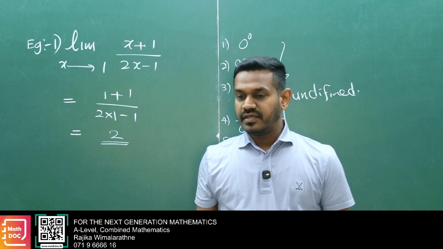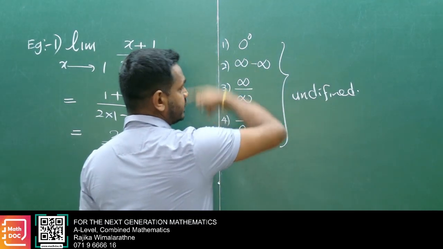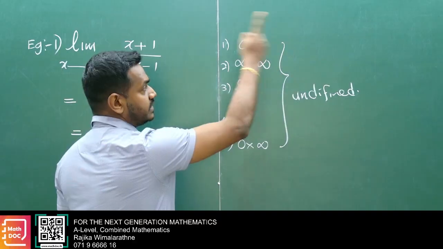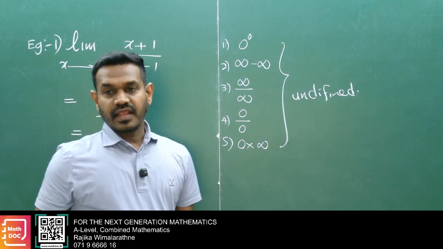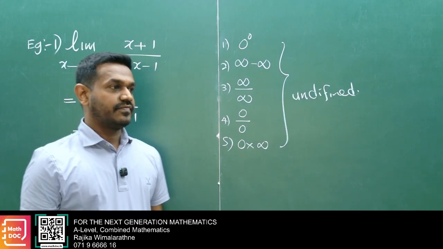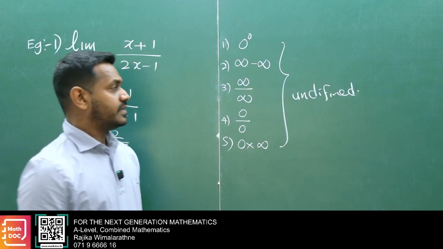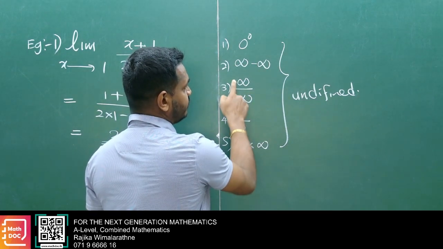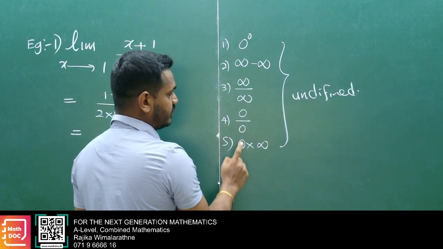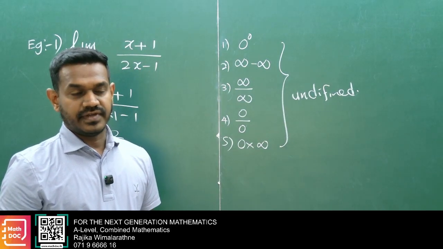Then by the side write down undefined expressions. These are not solutions. Write that as well. 0 to the power 0, infinity minus infinity, infinity over infinity, 0 over 0, 0 times infinity. These are undefined expressions.